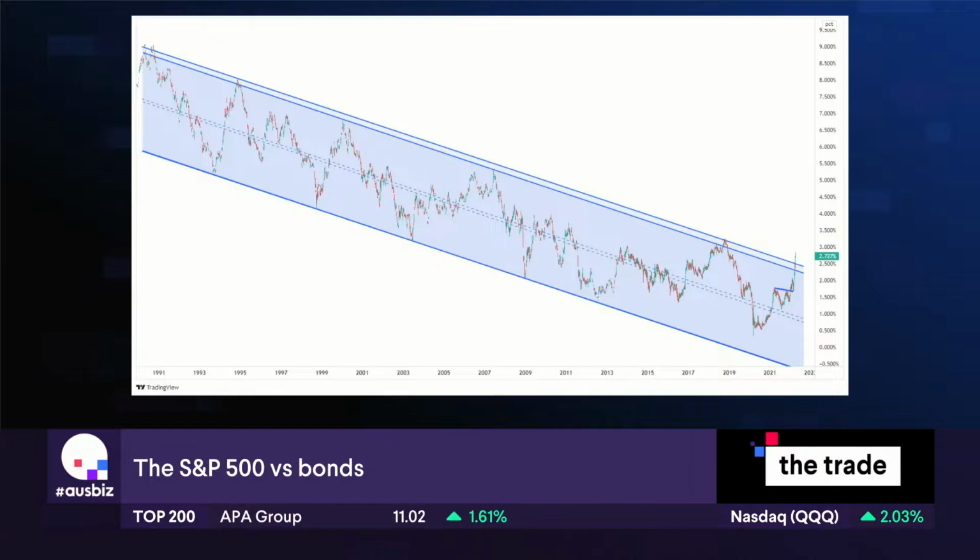And the question is, what does this mean? And the answer is, I actually don't know, because you don't often see markets breaking out of 30-year trend channels. I don't know what the success rate of a 30-year trend channel is.